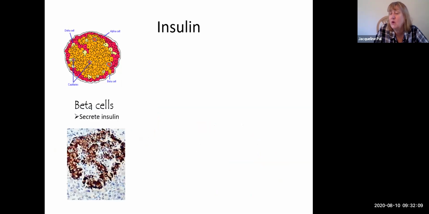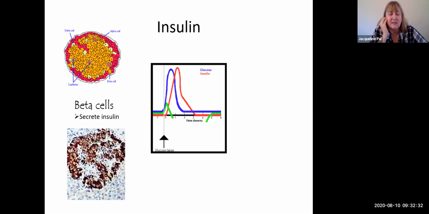All right, so in contrast to glucagon, let's talk about insulin. Insulin comes from the beta cells in the islets of Langerhans in the pancreas, and the beta cells are these golden cells. So as you can see, they are pretty dispersed throughout the entire islet, except that they tend not to be in the periphery.